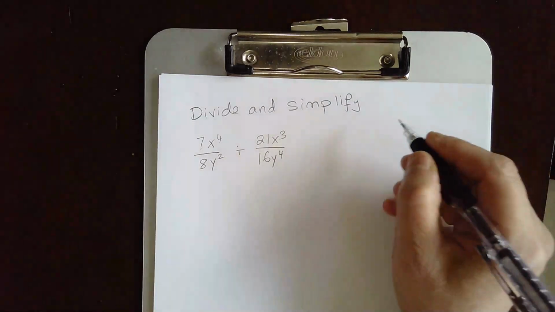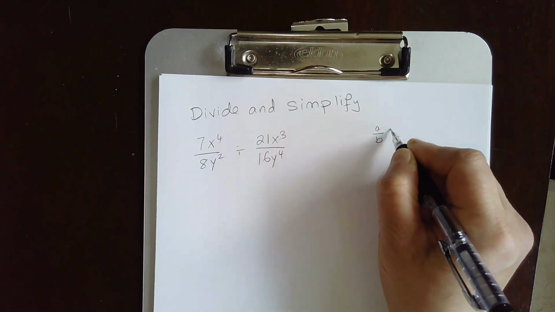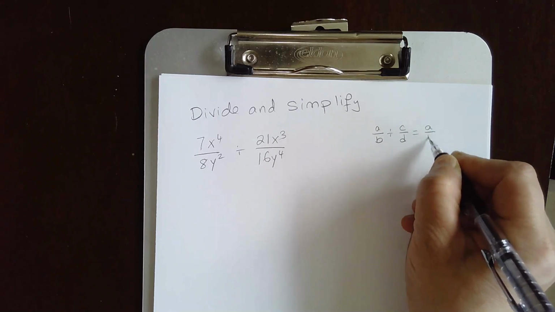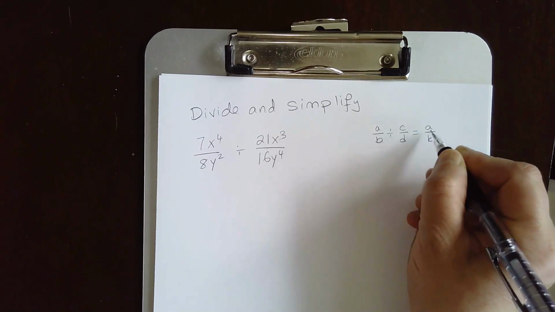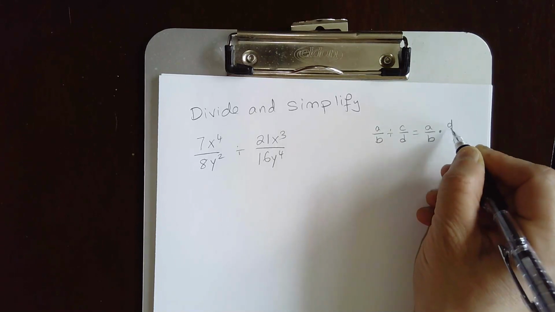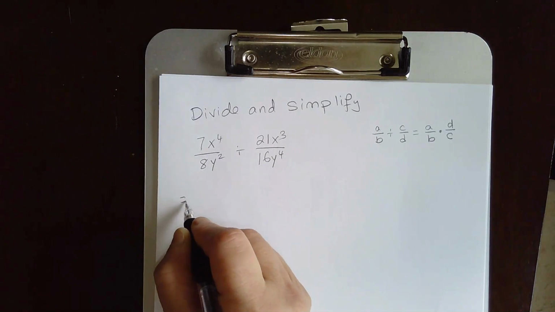Now, if you recall from dividing fractions, if you have a fraction a over b divided by c over d, that's equal to a over b, this turns into multiplication and you flip this. This becomes d over c. Okay? So we're going to be doing the same thing here.